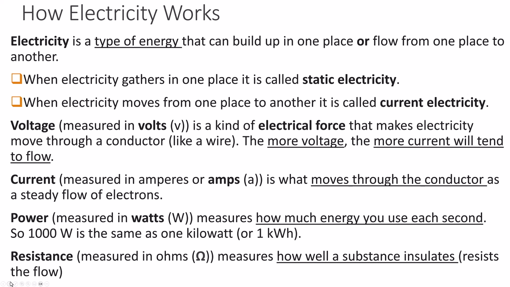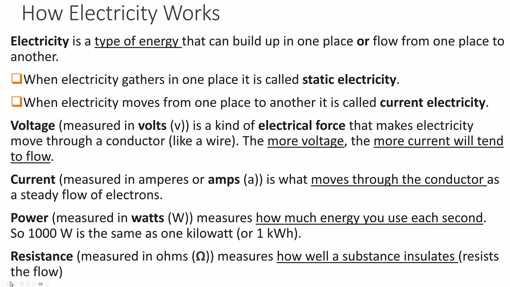Voltage is measured in volts with a letter V for the abbreviation, is a kind of electrical force that makes electricity move through the conductor, like the wire, make it move and push it through the wire. The more voltage, the more current will tend to flow, but it's a force. Whereas current is measured in amperes, or usually we just say amps, and we abbreviate that with an A. It's what moves through the conductor. That's the actual electricity that moves and flows. It's a steady flow of electrons.